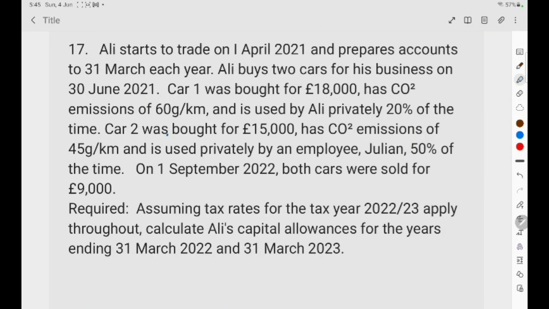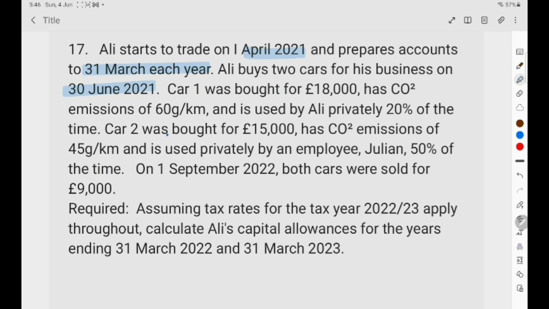Again, next very important question with reference to capital allowance. In this question they are mentioning the private use, and we have to understand the point. What is the difference between private use by owner and private use by employee? Ali starts to trade on 1st April 2021 and prepares accounts to 31st March each year. Ali buys 2 cars for his business on 30 June 21.